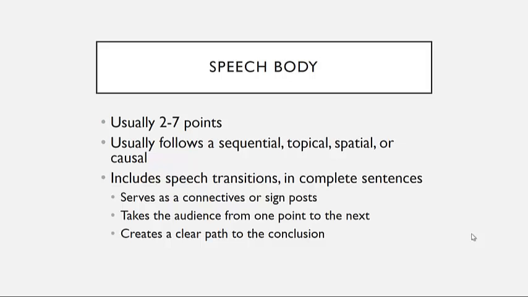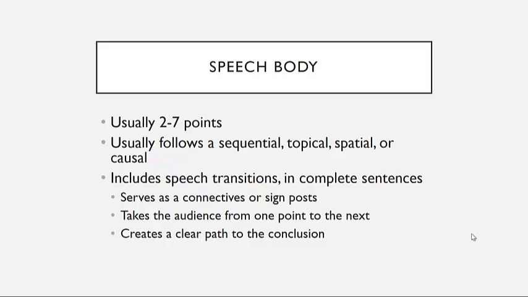Sequential, right, would be great for a how-to speech. So if you were going to tell the audience how to buy their first home or how to build a basic budget, you're going to find a structure that would be procedural or sequential. It would have an order to it, right? Or if you were going to talk about something historical, you might build a timeline.